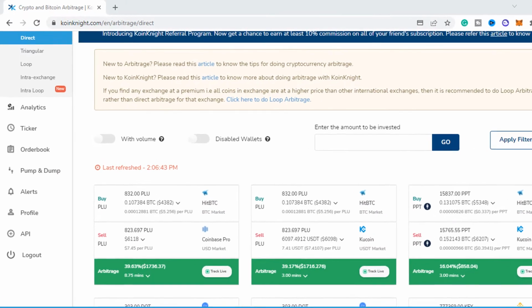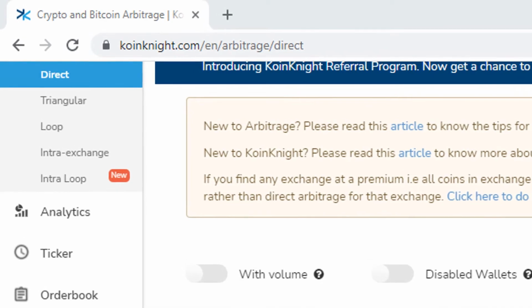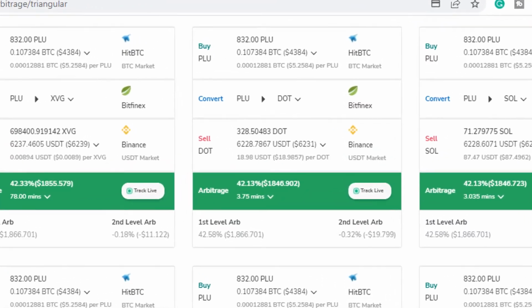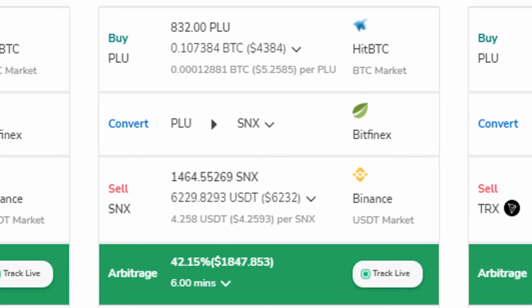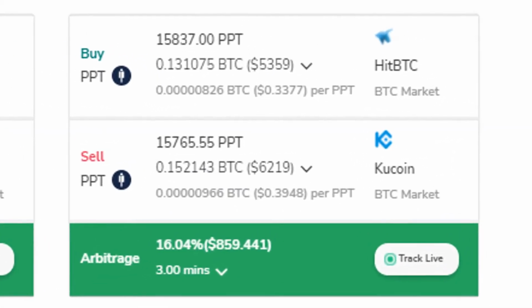Let's have a look at the software. On the top left you will find the different arbitrage trades you can do. Direct is the easiest one, but let's have a quick look at triangular. It's a little more complex because you have 3 steps involved. Unfortunately, I couldn't use this type of trade because I don't have access to all these exchanges. That's why I focus more on the direct trades with the exchanges I already signed up to.